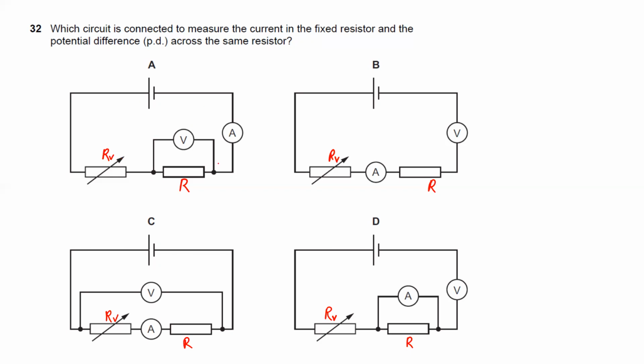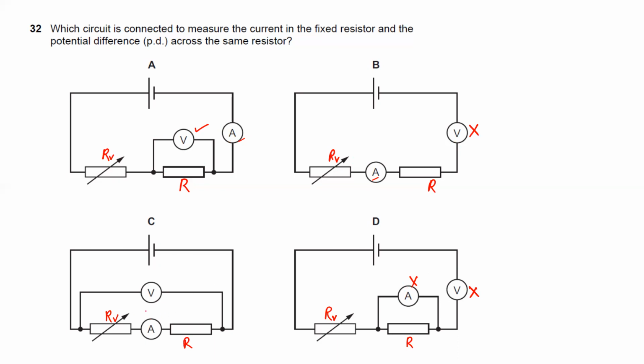Since this is a series circuit, the current in the series circuit must remain the same. So if we connect the ammeter here or here, both will give us the same value of current. So both are fine. The voltmeter must be connected in parallel across R, so this is the right choice. Voltmeter in series, no, this is not a right choice. Voltmeter in series, or an ammeter in parallel, is a ridiculous choice.